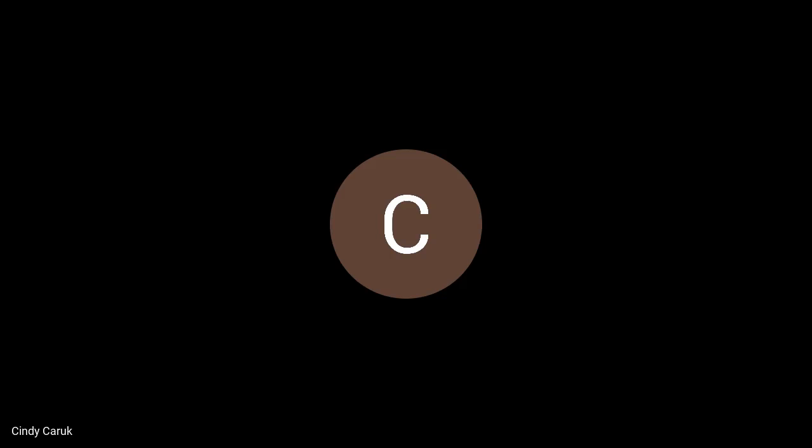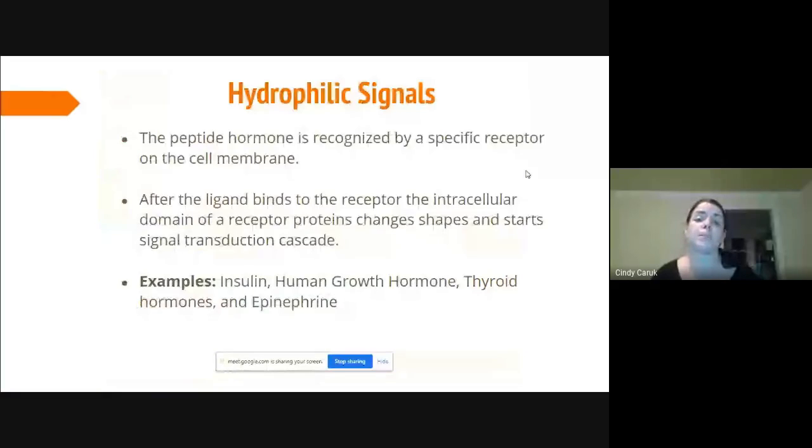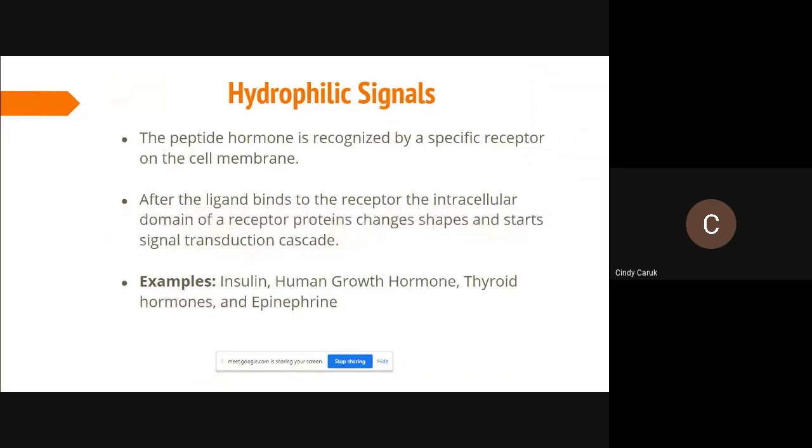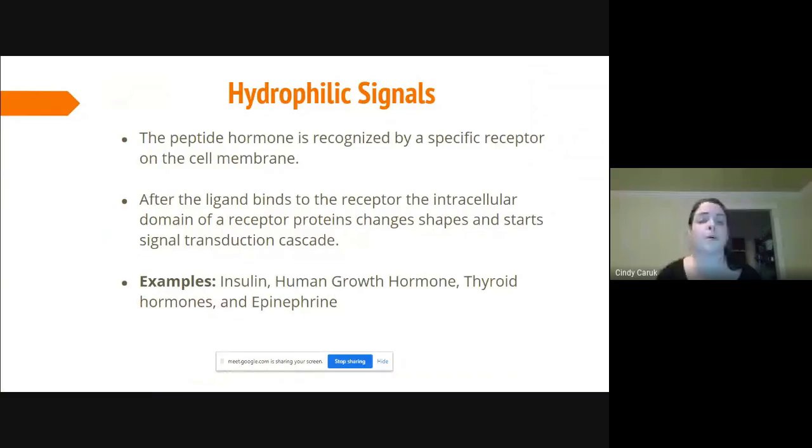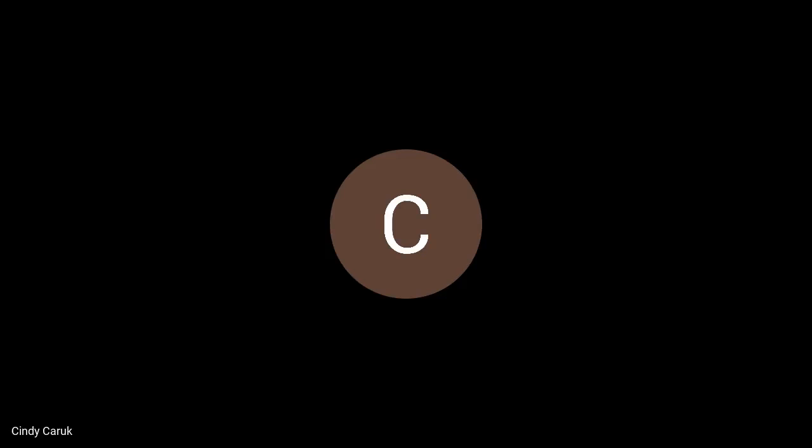So again, hydrophilic peptide hormones are recognized by a specific receptor on the plasma membrane. We went through 3 different types of receptors. We went through the G protein receptor. We went through the kinase receptor, the ligand-gated receptor. Again, by the receptor, the part of it inside the cell is going to change, and then transduction.